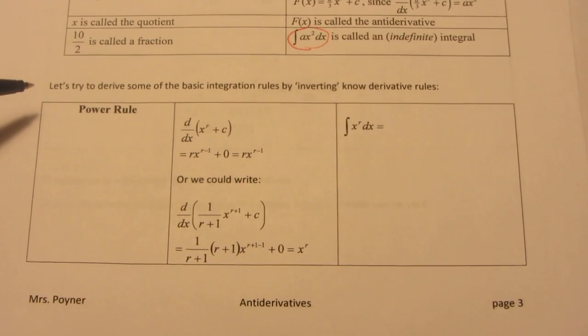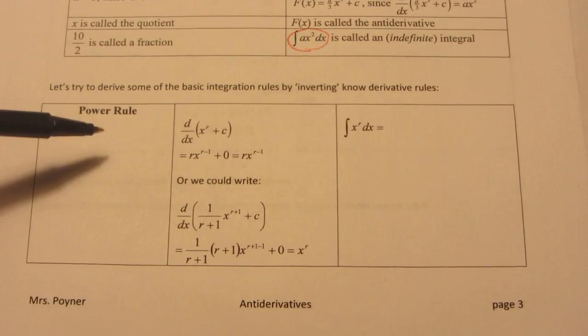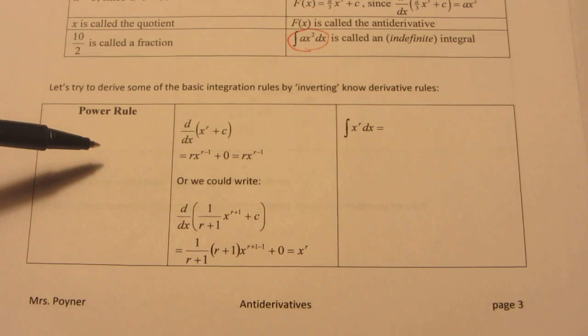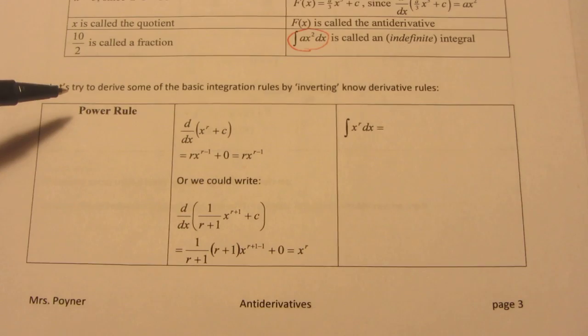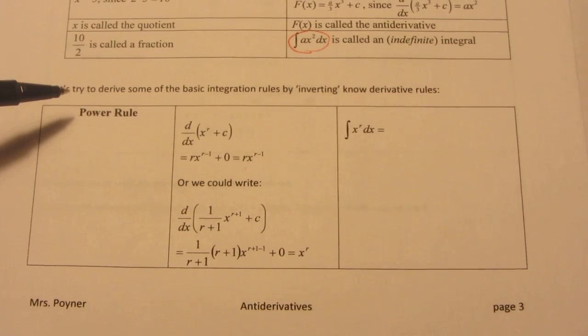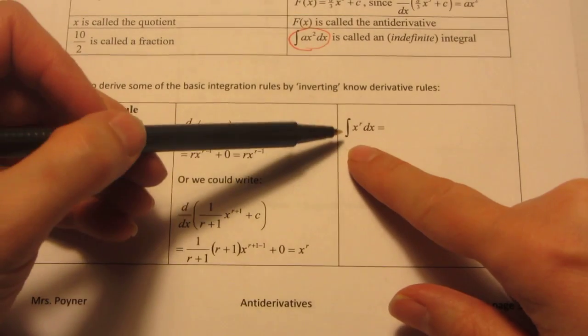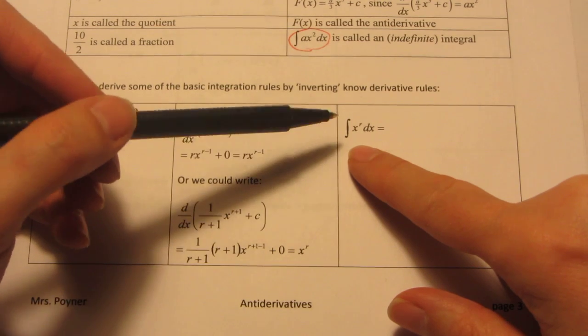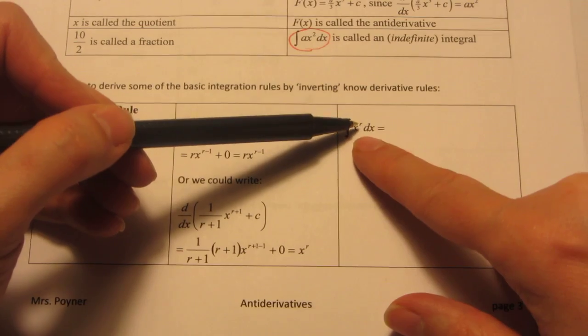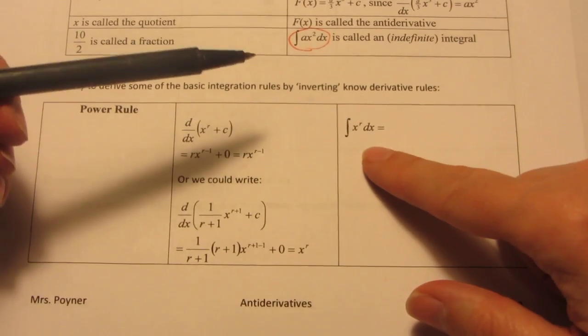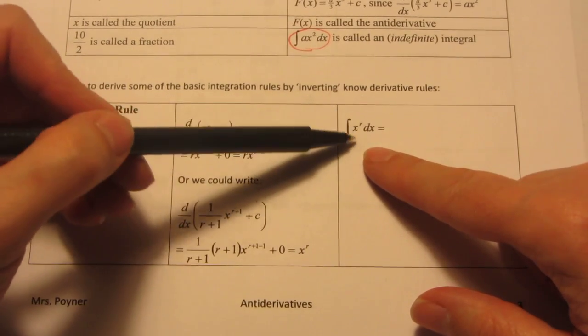So if we're going to find some of those rules, I think most of you have figured out the process anyway when we did the slope field for the power rule, but we're trying to invert the process. So if I wanted the general rule for taking the integral of x to some power r dx, so here's my indefinite integral.